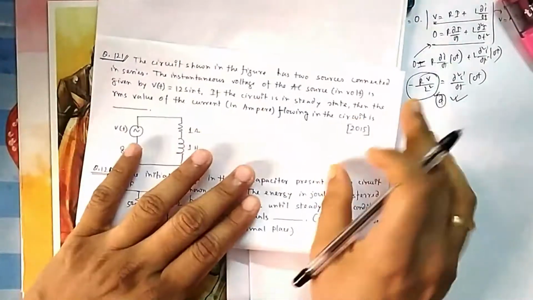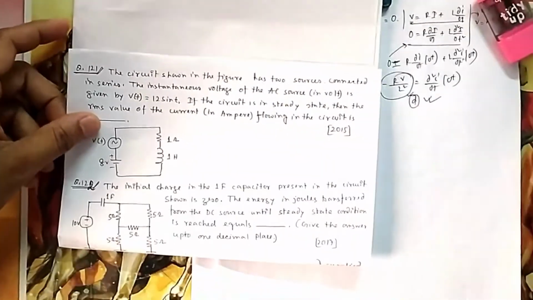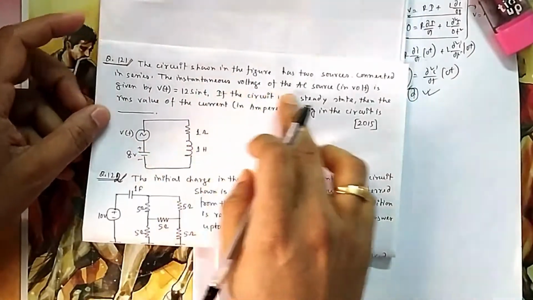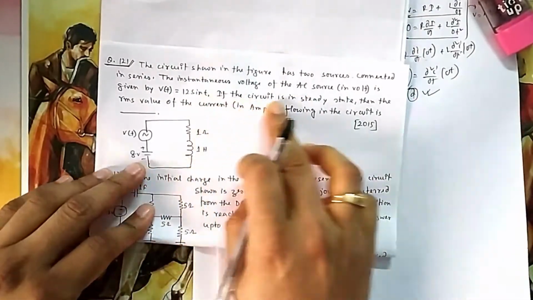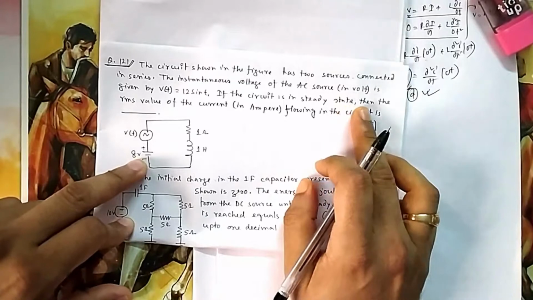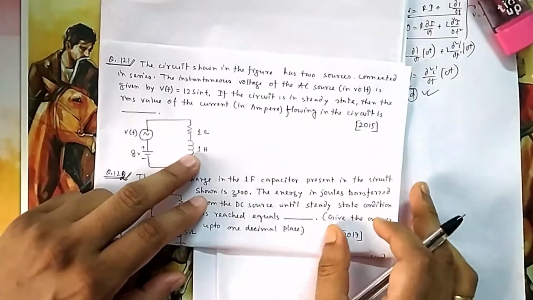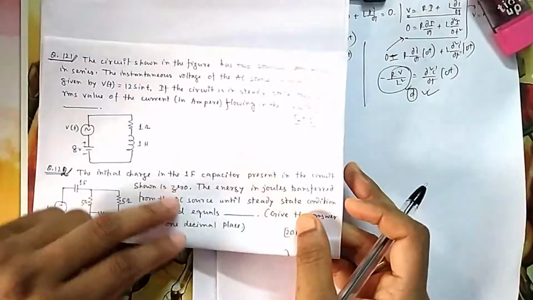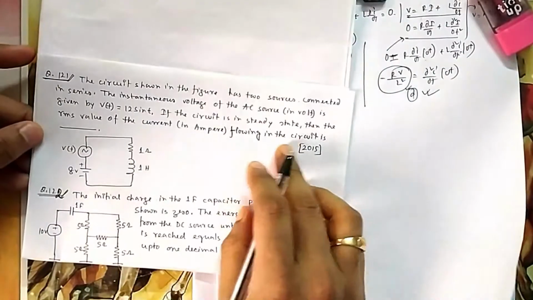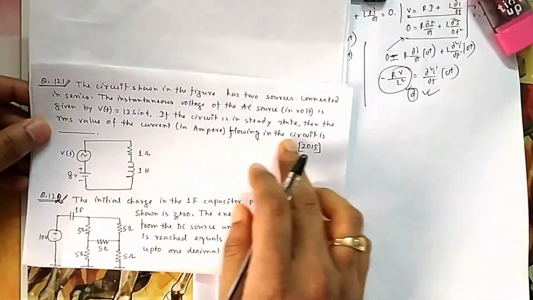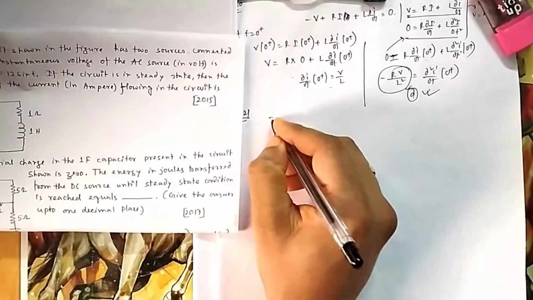If you see question number 1.1, the circuit shown in the figure has two sources connected in series. The instantaneous voltage of the AC is given as 12 sine t and the DC voltage is 8. Then the RMS value of the current. So this one you have already seen. What is the RMS value of the mixed signal? The RMS value of the current that is flowing in the circuit. So you have already seen what the RMS value is.